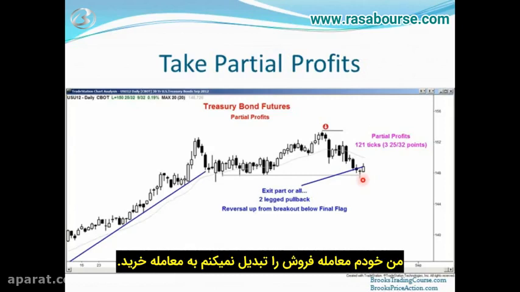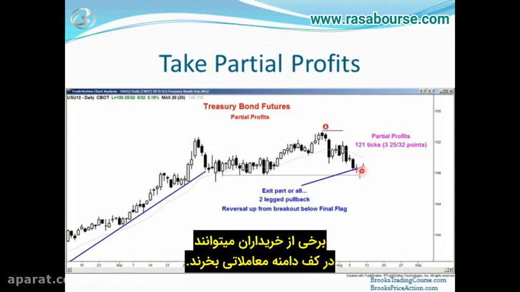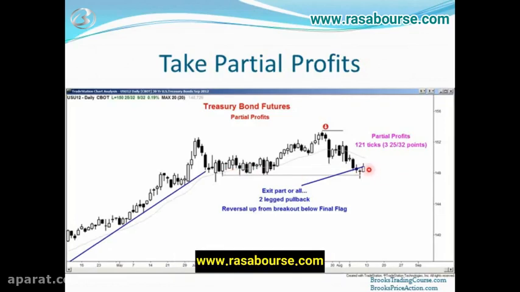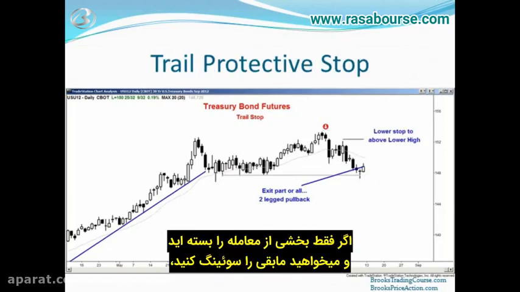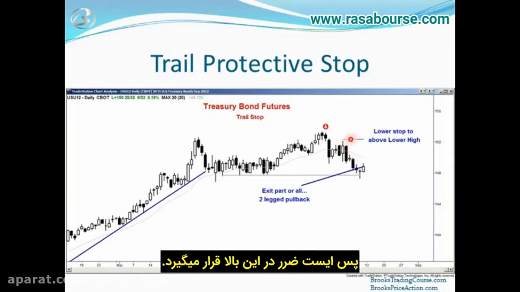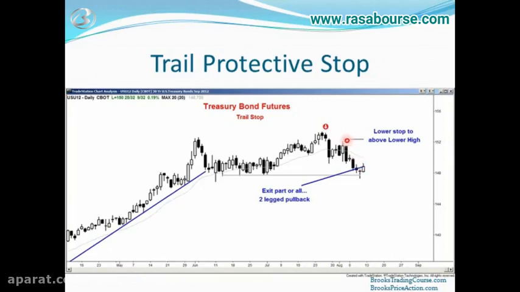An aggressive bull could buy here, a test of the bottom of a developing trading range. I personally probably would wait for a second signal before buying. If you only exited part of your position and you're continuing to swing, your stop is below the most recent lower high. So your swing stop at this point is right here.